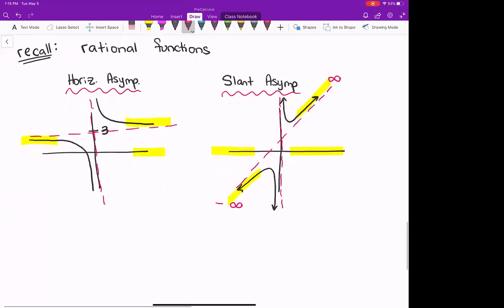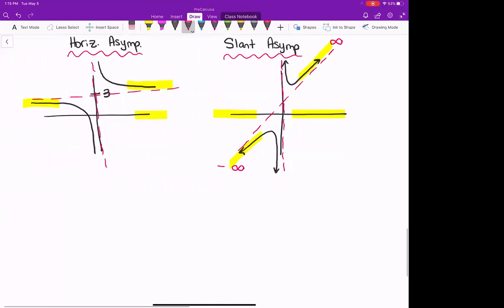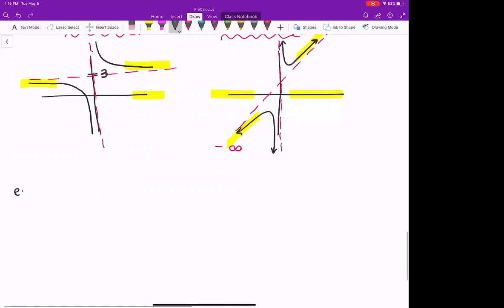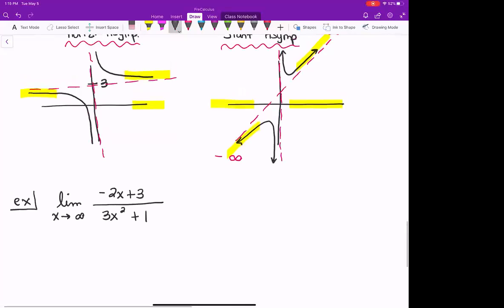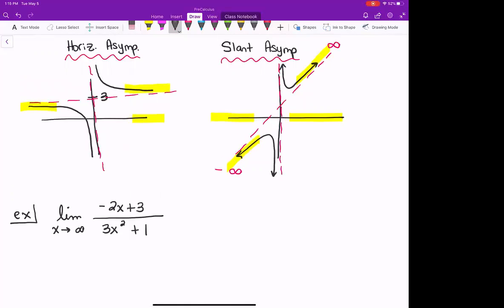So let's take that and apply it with some rational functions. What if I have something like the limit as x approaches infinity of, say, negative 2x plus 3 over 3x squared plus 1? Okay, so you have to remember, how did you get those horizontal asymptotes? How did you know that you had a horizontal asymptote?